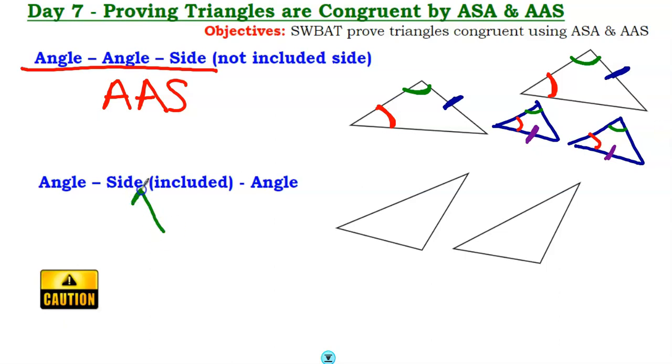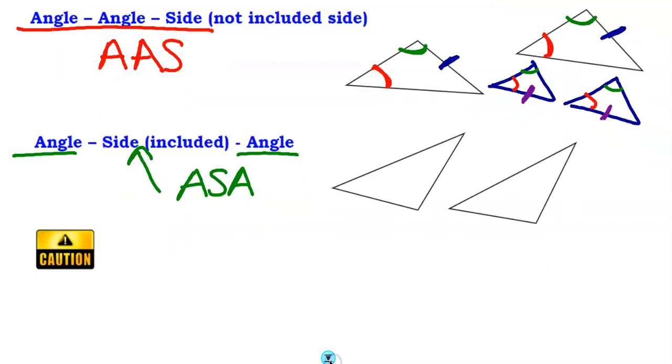Okay, the side is now in between. It's sandwiched in between the angles. So I've got this angle, which corresponds to this angle, and I've got this angle, which corresponds to this one. And what is the side that they are sharing? It's the one in between. So read it out loud: angle, side, angle. Okay, so remember what the bad word was?